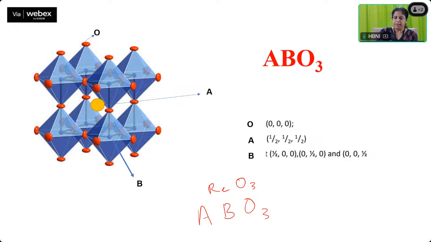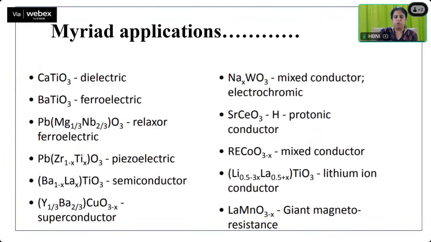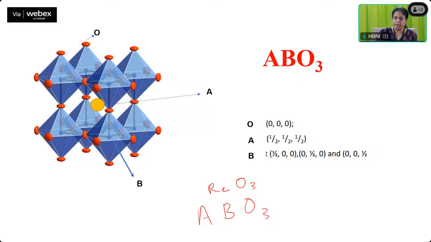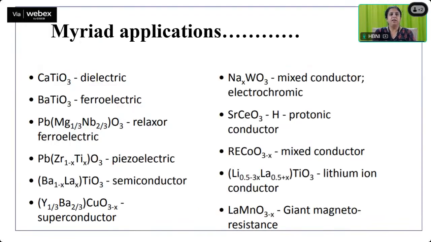Okay. Why it is important is, as I said, one class of compound that shows you the spectrum of properties. You will find conductors in ABO3, you will find insulators, you will find superconductors, you will find dielectrics, ferroelectrics, mixed ion conductors, lithium ion conductors, giant magnetoresistant materials, and this is all because it is a very, very flexible class of material. And we'll just talk about it a little more.